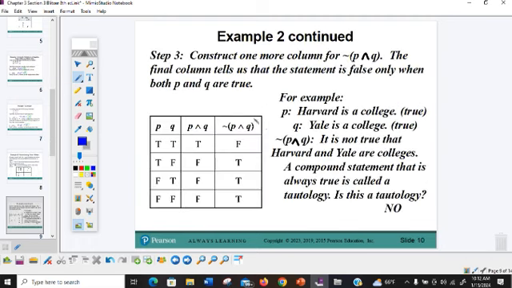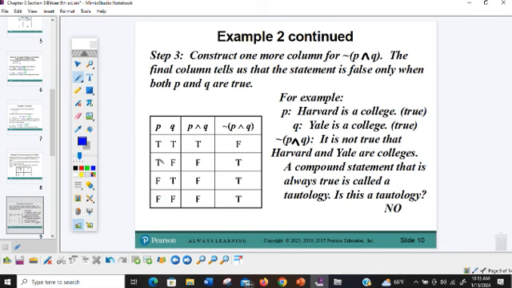And then the final column, I like to go ahead and set them all up first. I need a P, I need a Q. P and Q is in parentheses, so I need its own column. And then the final column is going to be not P and Q. So this last column is my answer. So I set up my P: true, true, false, false. I set up my Q: true, false, true, false.